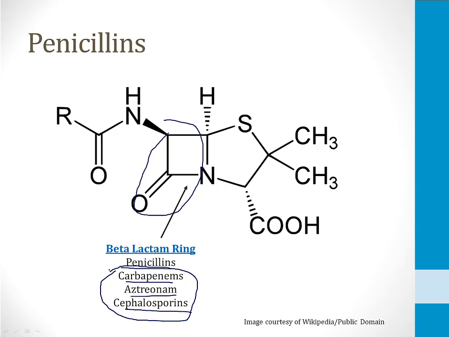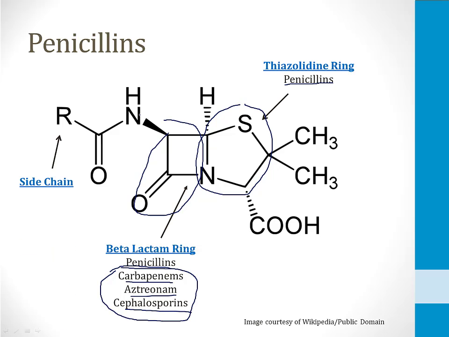The second important component of a penicillin molecule is the presence of a thiazolidine ring. This is only found in penicillins. So when you have a beta-lactam ring next to a thiazolidine ring, like what I'm circling on the screen, then that structure is a penicillin. The other important feature of a penicillin antibiotic is the side chain, denoted by this letter R here. The side chains vary in the different subtypes of penicillin, and that's what makes each of them unique.